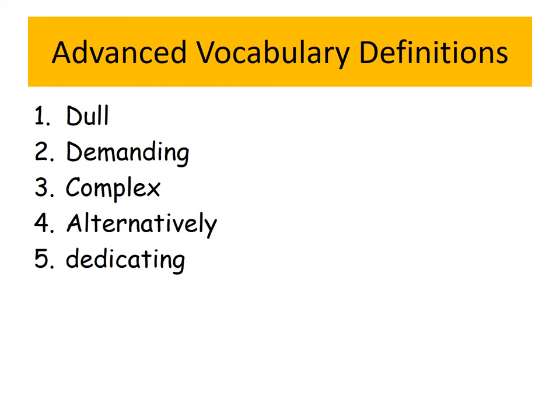Number 3, complex. So what does complex mean if I say this work you're doing today is complex? Number 4, alternatively. So if I say in a sentence, you might think homework is useful, alternatively, you might argue that it's actually too difficult to do by yourself. So what does alternatively mean? And lastly, number 5, dedicating. So what does dedicating mean? You might say you've been dedicating too much time to homework.